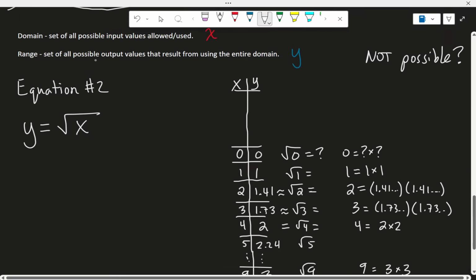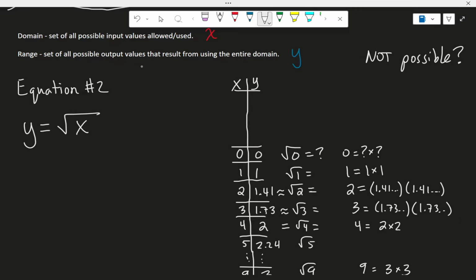Remember, it's the set of all possible inputs. That's the domain. And the range is the set of all possible outputs. Well, what's not possible? Well, what I didn't plug in yet are negatives. What is the square root of -1?